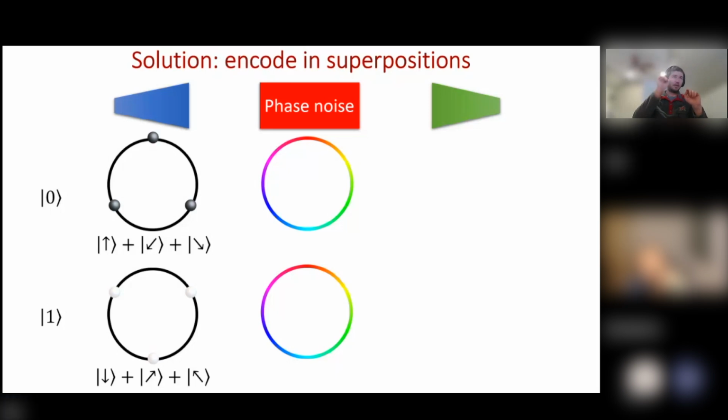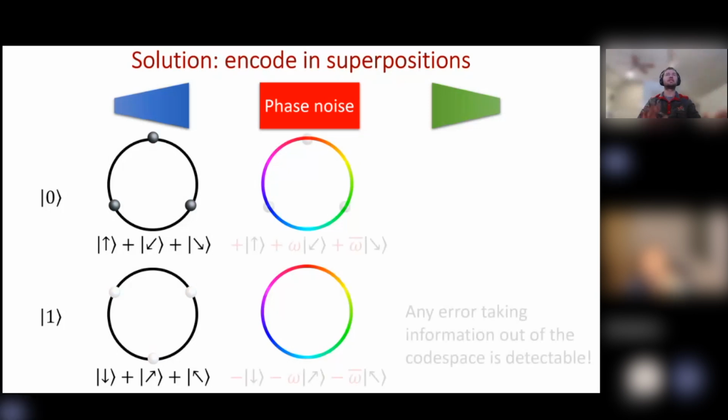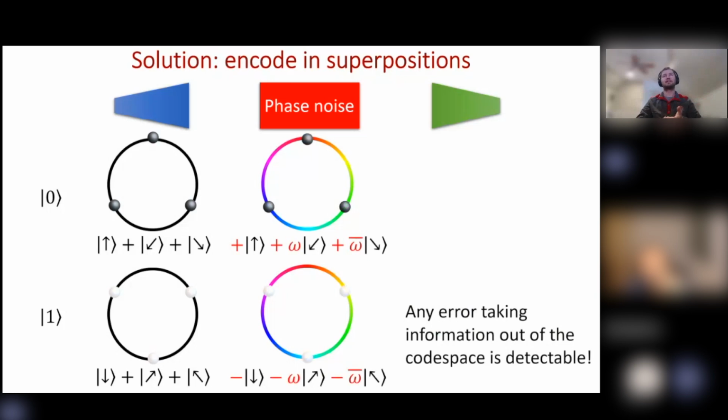Those will now be our code words, and we're going to encode. A generic state will be C0 times those 3 plus C1 times the bottom 3. So it'll have 6 different points in general. And now if we have phase noise, what's going to happen is phase noise is going to induce cube roots of unity on our 3 black balls. So omega is a cube root of unity. And it's going to induce the opposite of those on the white balls.